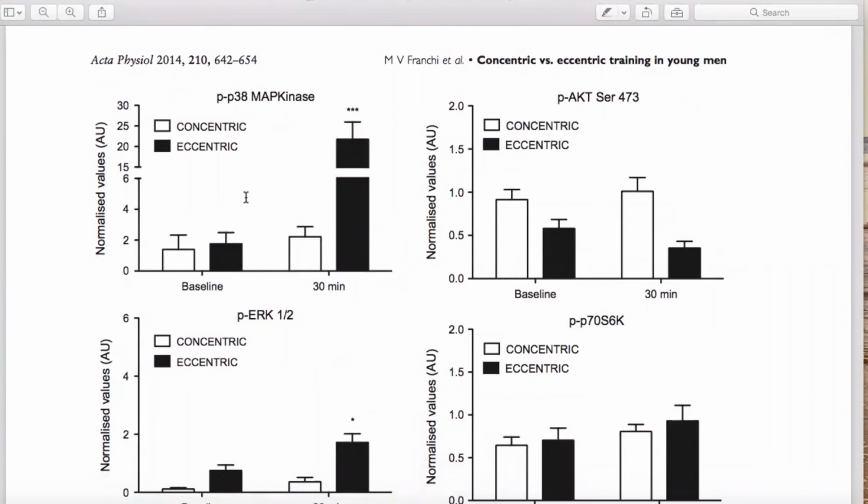The reason why is because there was a similar, previous paper on animals that showed that the MAP kinase family is phosphorylated differently between these two contractions, concentric and eccentric contractions, and usually eccentric results in a higher phosphorylation of some of those MAP kinases of the family. Moreover, a paper on this is very interesting in my opinion.